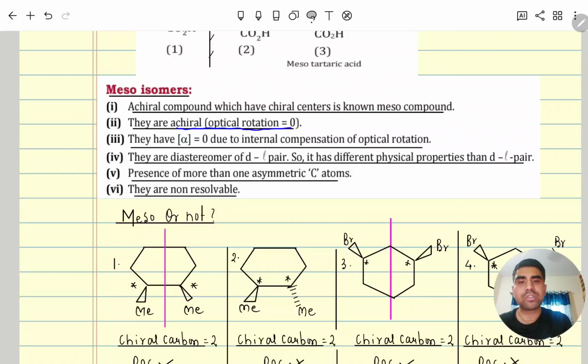It is achiral, which means the overall optical rotation is 0. Alpha is 0 due to internal compensation, and they are diastereomers of the DL pair, so they have different physical properties than the DL pairs. This tells us that they are diastereomers of the dextrorotatory and levorotatory forms.